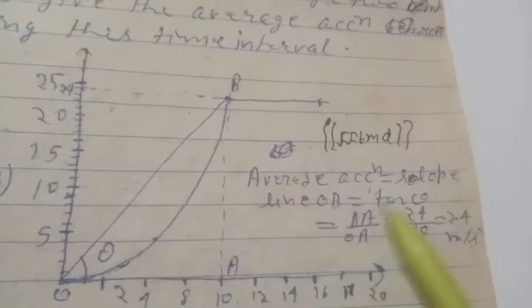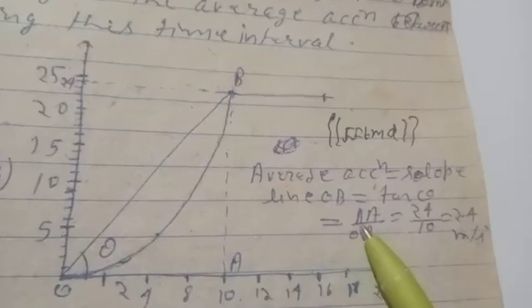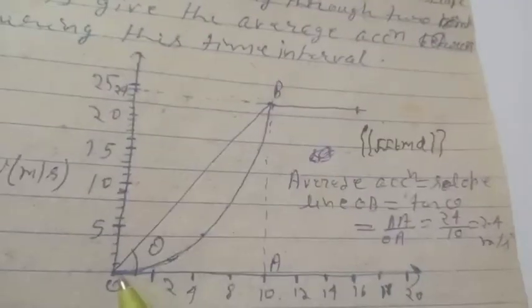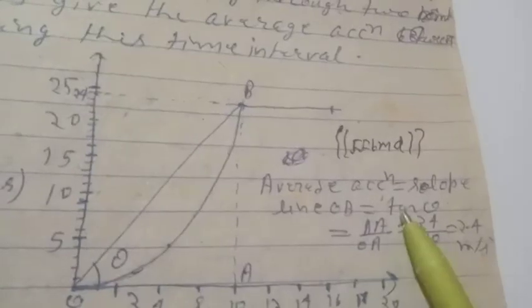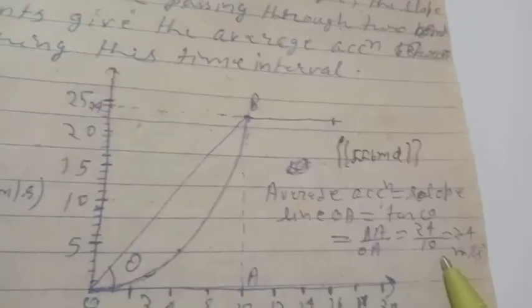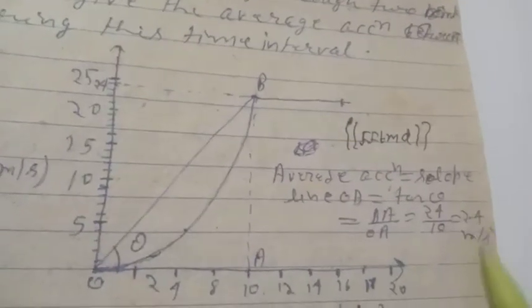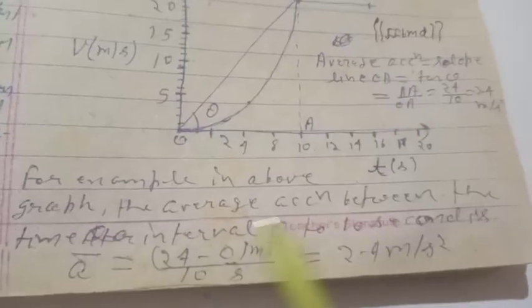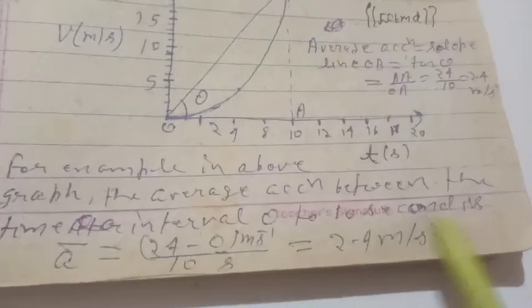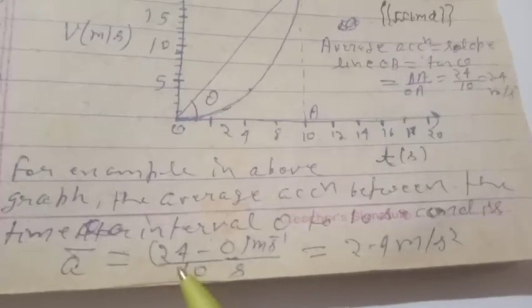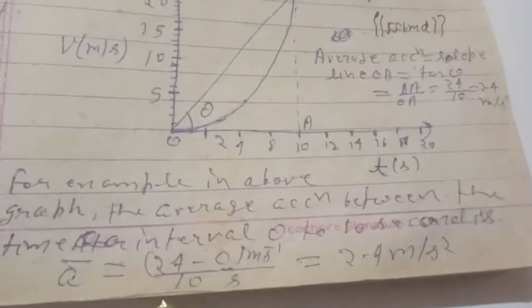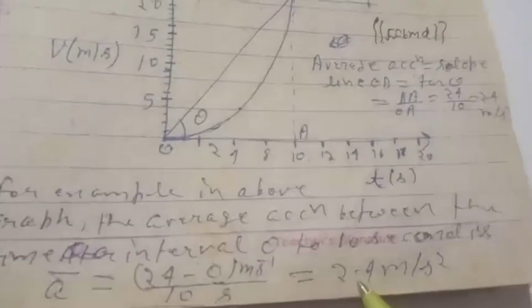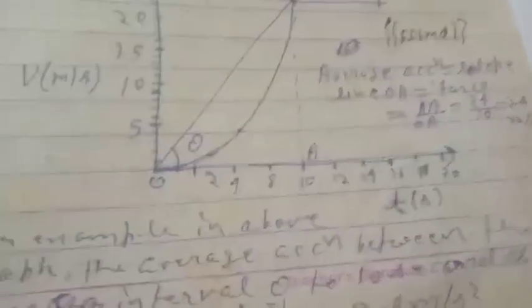So the slope of line OB equals tan theta, which equals BA divided by OA. BA is equal to 24 and OA is equal to 10, so it becomes 2.4 meter per second square. Or for example, in the above graph, the average acceleration between the time interval 0 to 10 seconds, a average, will be 24 minus 0 divided by 10 minus 0. The same answer comes, 2.4 meter per second square.